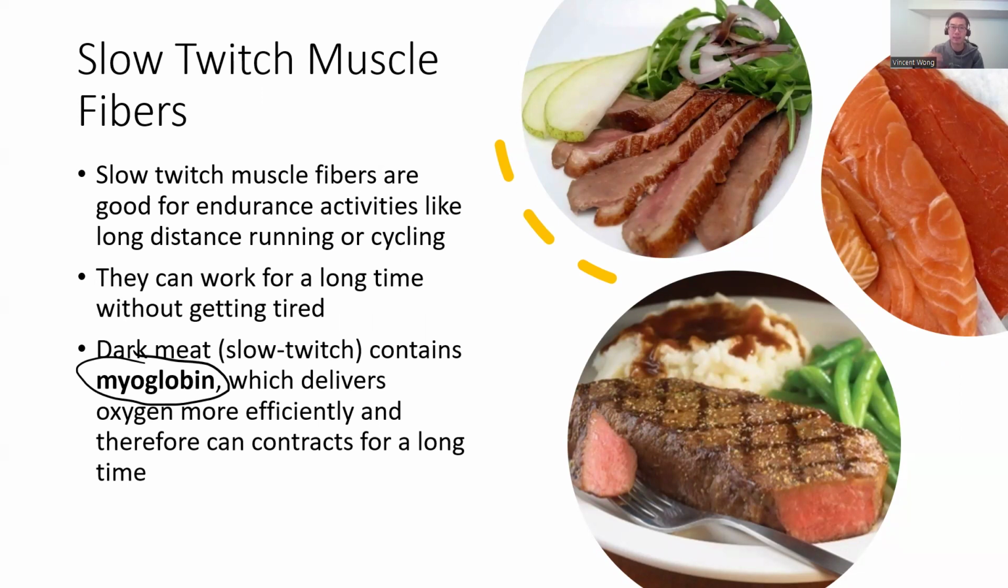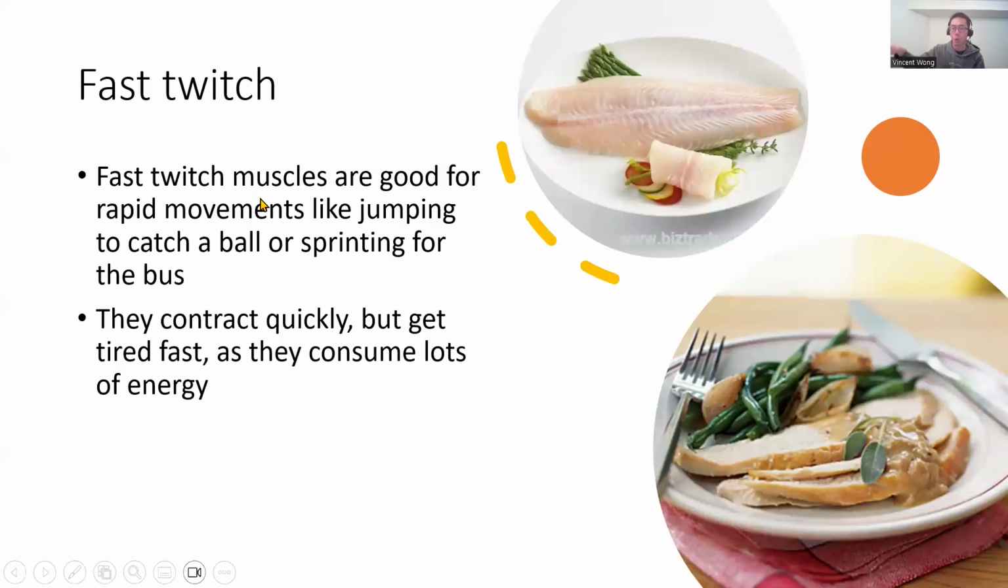Okay, and you can train. By training, your muscle ratio will change. It will change from more fast twitch to slow twitch. For a sprinter, though, you will need more fast twitch, right? So it's not this or that. The ratio can change.